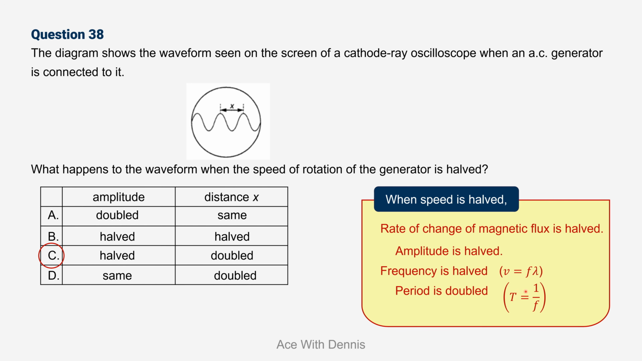The reason is because period T equals 1 over f. So when the speed is half, the frequency is half as mentioned here, then the period will be doubled. When the period is doubled, x is doubled because x represents the period of the waveform. Hence, the answer is amplitude will be half and the distance x is doubled.